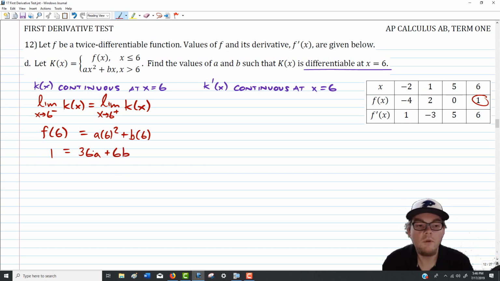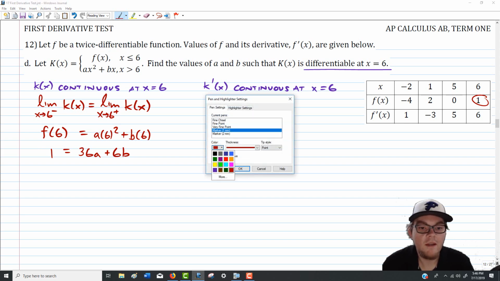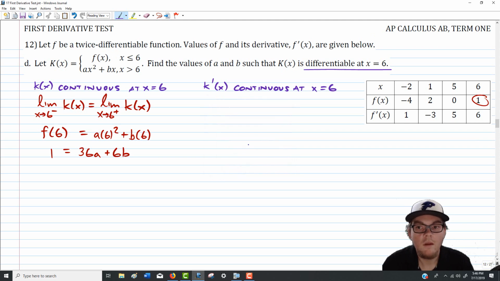And at this point, we have two unknowns in one equation. We can't solve anything. But what we can do is go over and talk about the continuity of k prime. So of course, if we want to talk about continuity of k prime, we first need to know what k prime of x is. So k prime of x is going to be the derivative of that function over there.